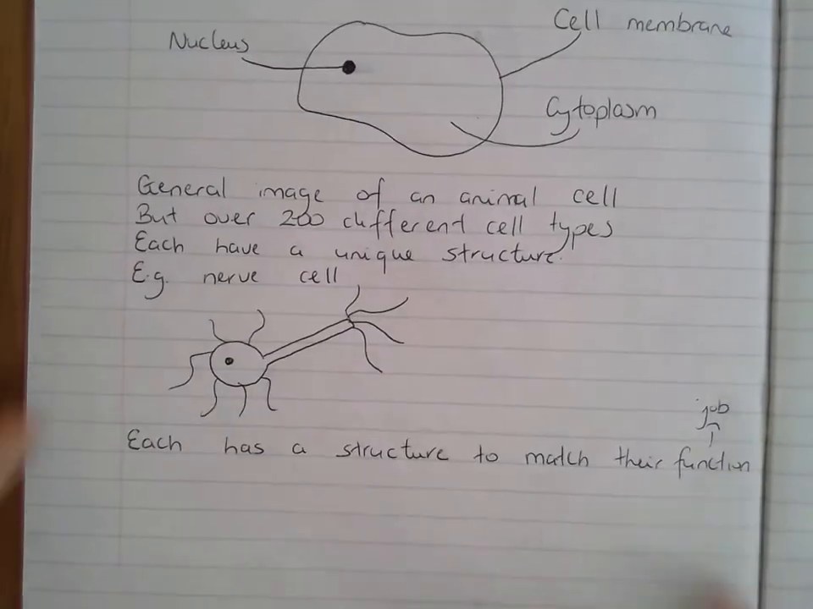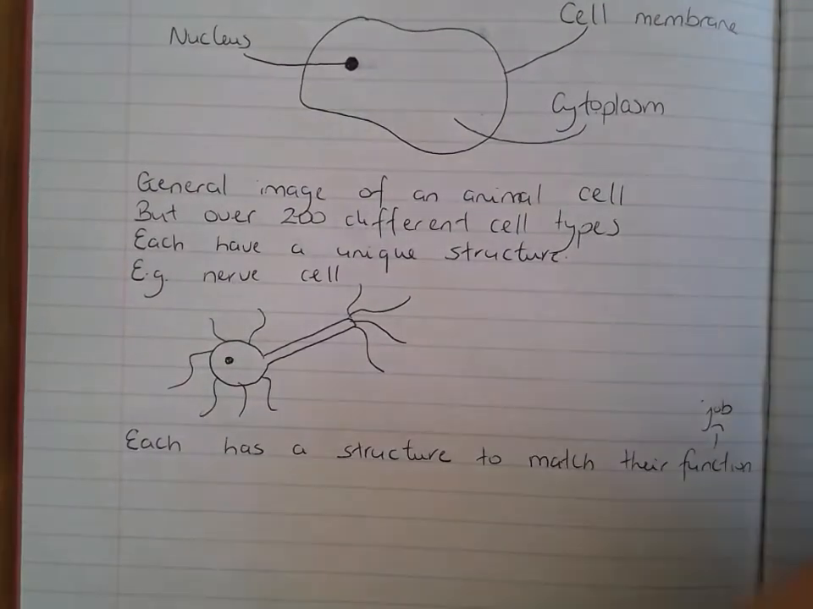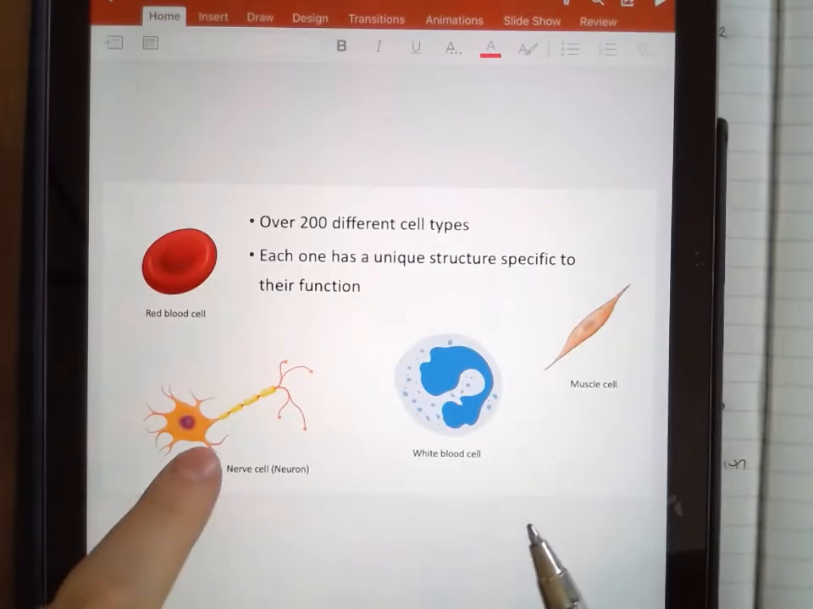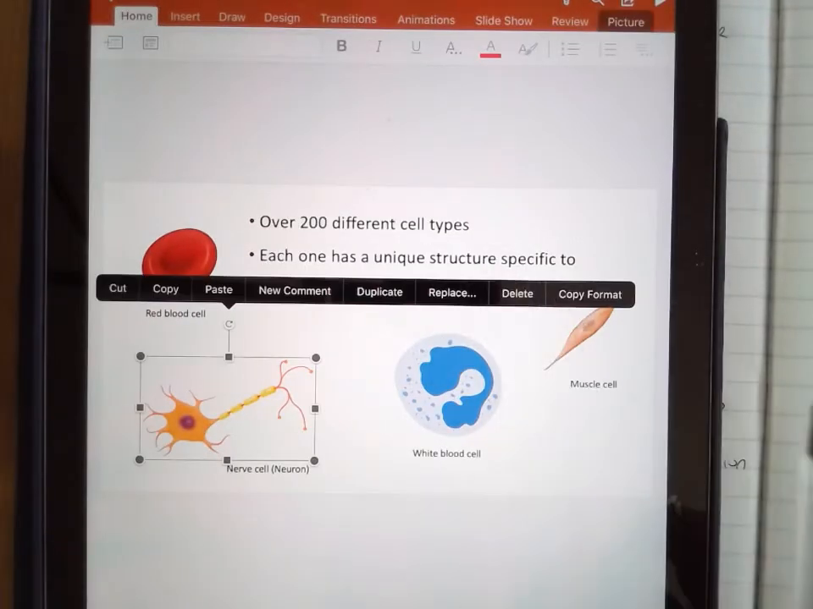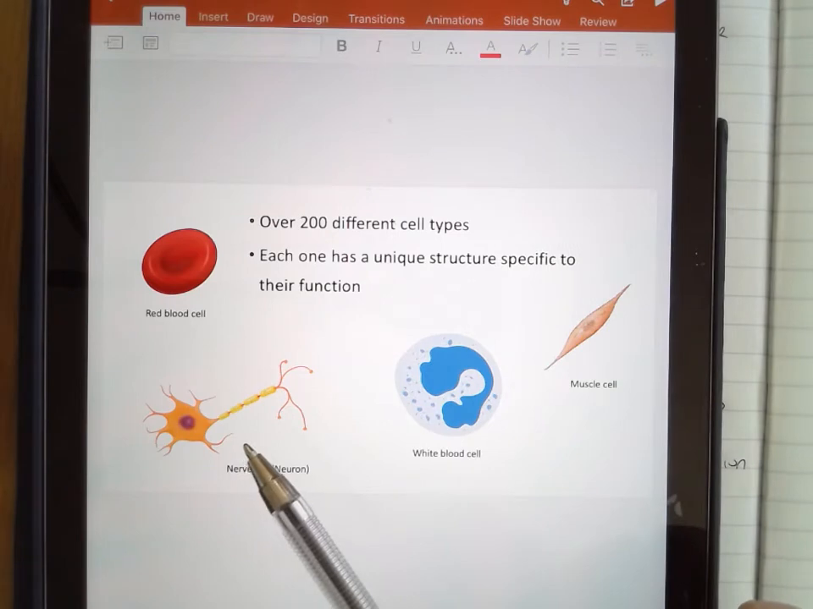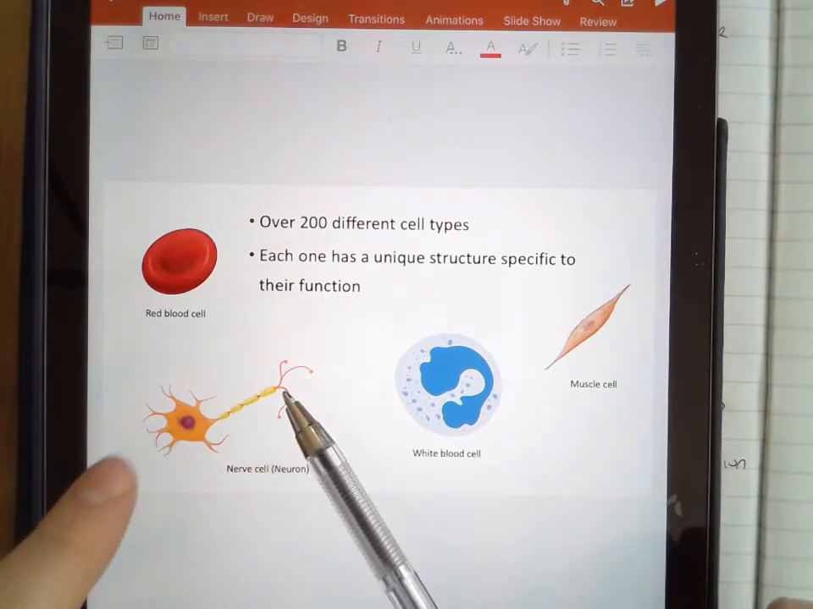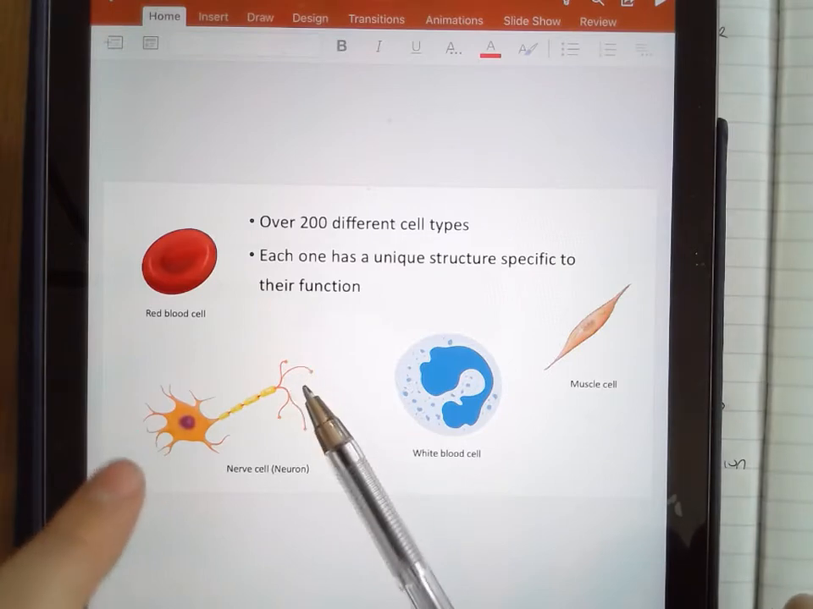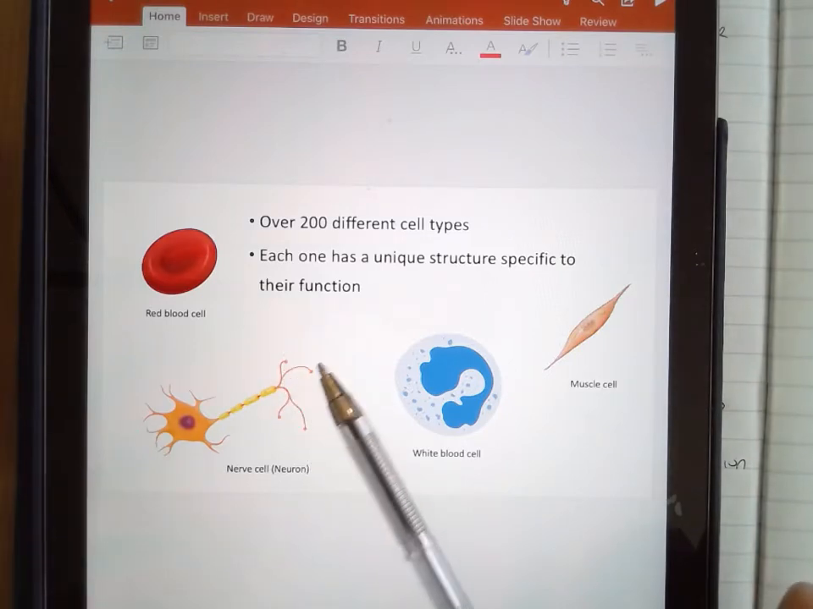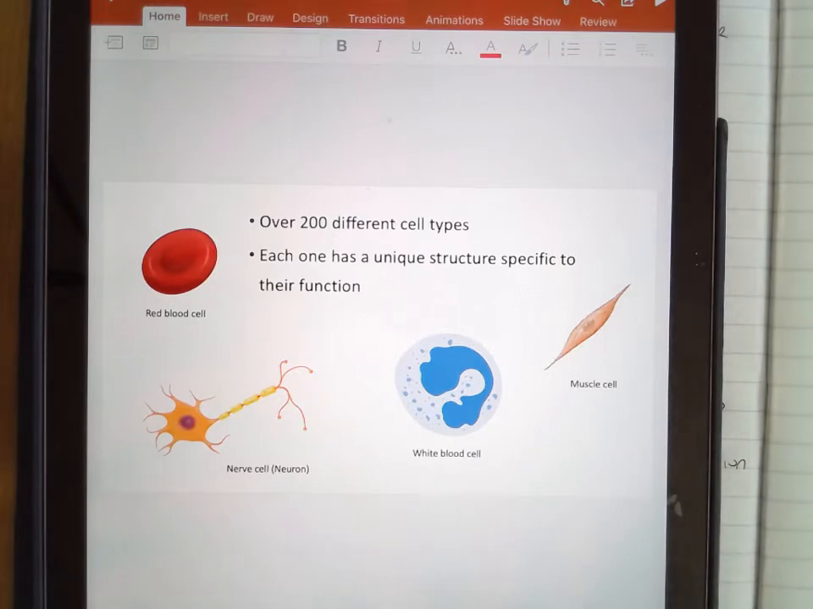Okay, so if I were to give you an example, nerve cells are responsible for sending messages from your brain to all the other parts of your body, and they're quite long and thin, and they've got branches at both ends. Because they've got branches at both ends, that allows them to join up and make connections with other nerve cells, so that that message can spread from your brain the whole way down to your foot if it needs to. They're long and thin with lots of branches so they can connect with each other.